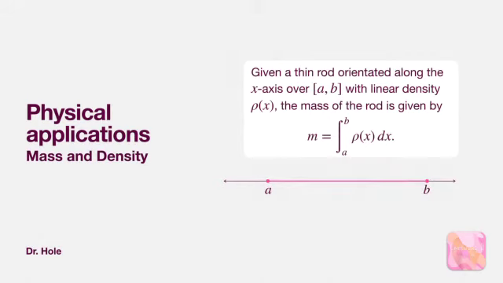So here's a formal statement of what we've just gone over. Given a thin rod oriented along the x-axis over an interval, a to b, with linear density, rho of x, then the mass of the rod is given by mass equal to the definite integral, bounds of integration a to b, integrand rho of x. Very nice.